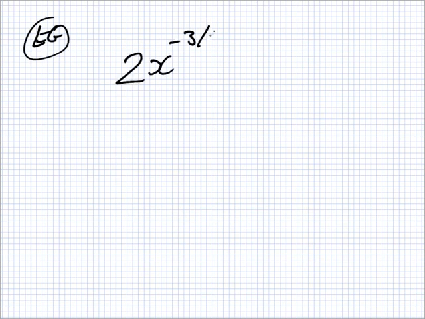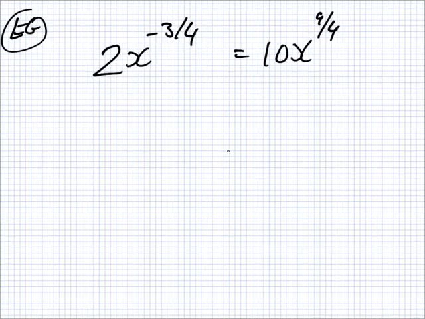This one is like a section A question. 2x to the power of minus 3/4 equals 10x to the power of 9/4. Yeah, what should I do first here? There's two things I could actually do. Yes, go on. What could I do? You can make the 10 2 powers.